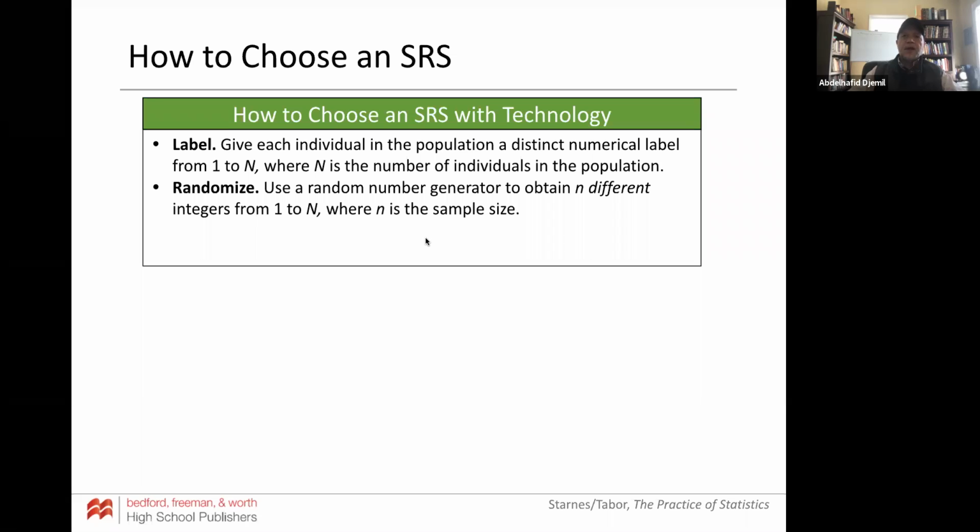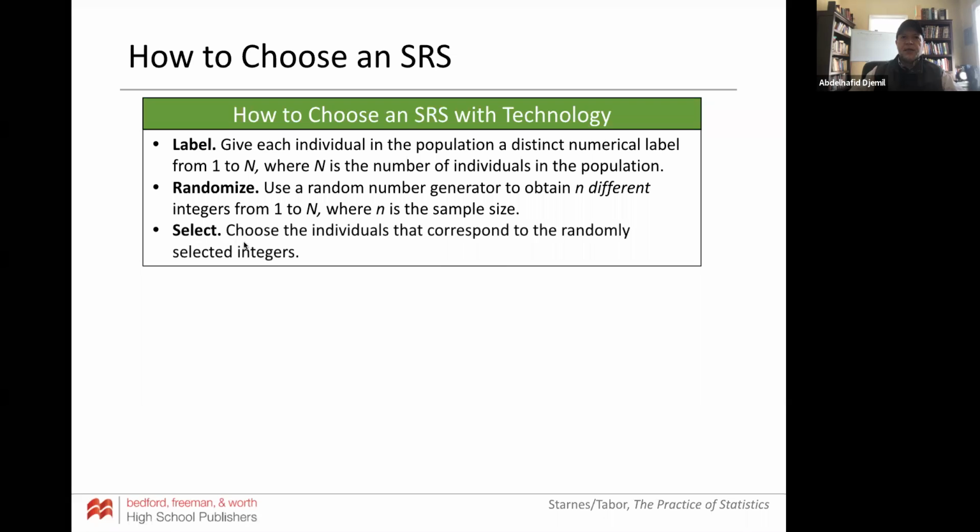We'll show later on how to use that. So randomize, we use a random number generator. And then we choose the individuals that correspond to the randomly selected integers.